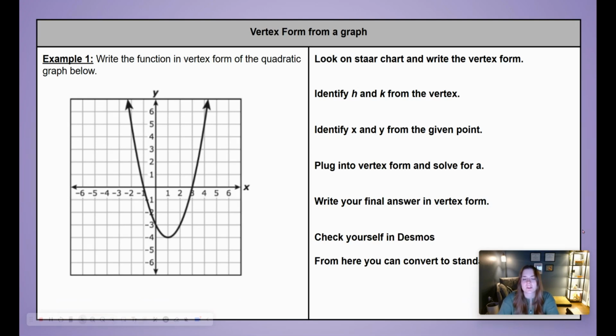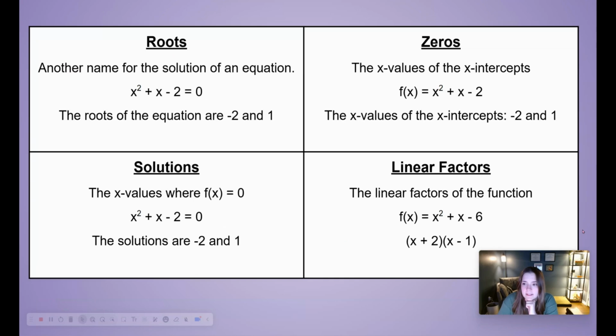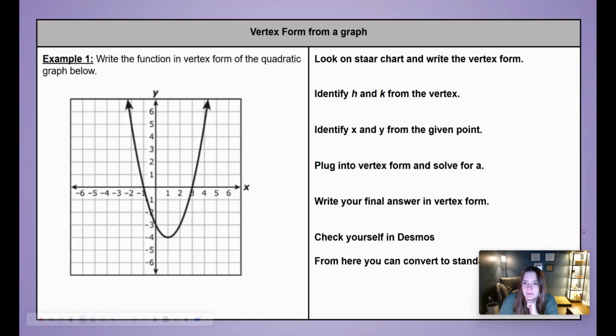All right, so example 1: write the function in vertex form of the quadratic graph below. Look on the star chart and write the vertex form. So again, we're going to go back to your star chart. Hopefully you have your star chart up, and I'll put it in your WAG. You are going to write the vertex form. Well, the vertex form has h and k. So we're going to find h and k.